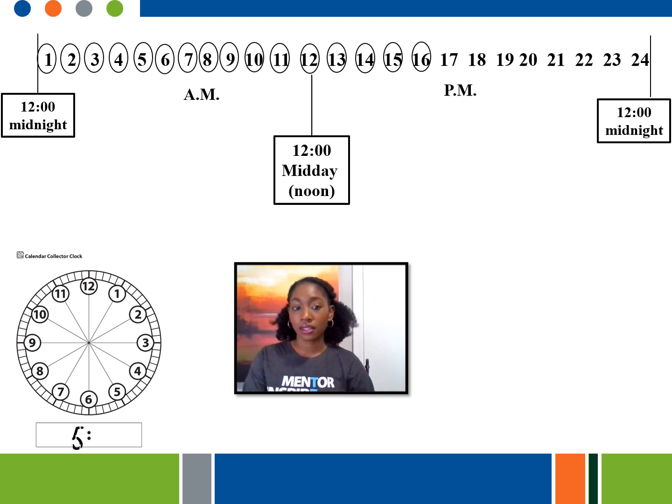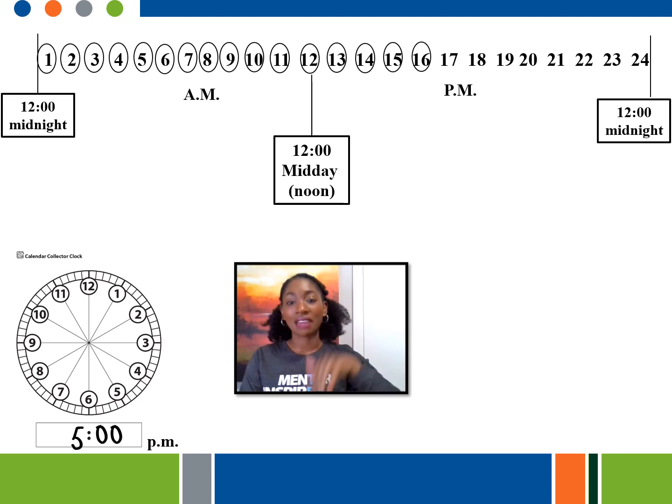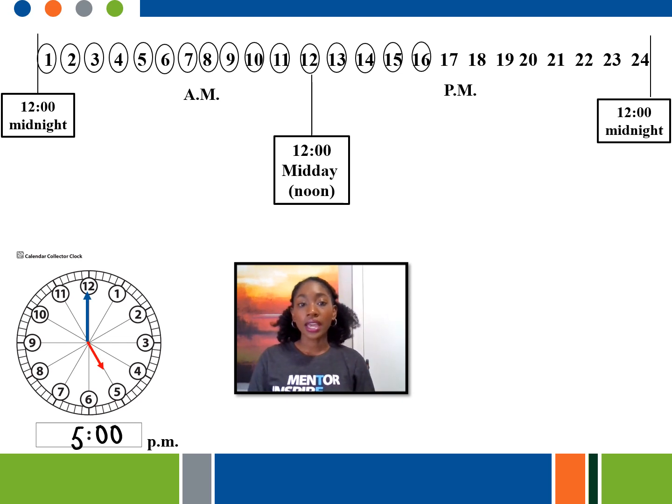Now, first graders, I'm going to go ahead and put that over here on our digital clock. And I'm going to put my hour and my minute hand on the analog clock. Oh, got to add my PM first. Then I'm going to put my hour hand and my minute hand on our analog clock. Now, let's go ahead and circle our hour of the day. We are in the 17th hour of our day.